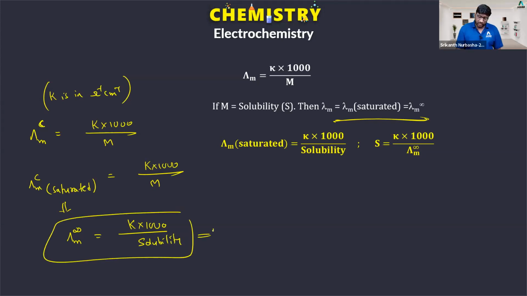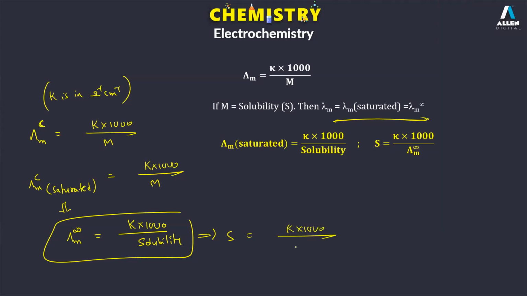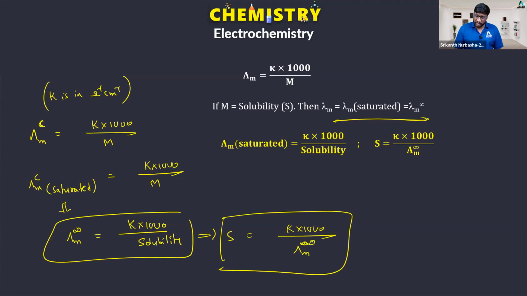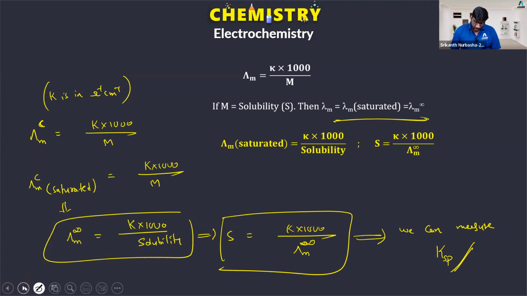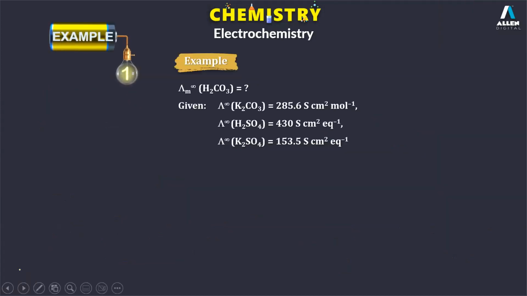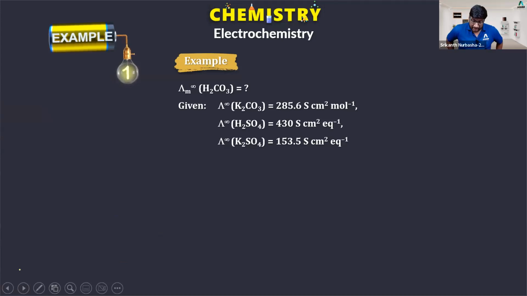From here I can write the solubility S is equal to K into 1000 divided by the molar conductance at infinite dilution. From here I can actually measure the KSP, the solubility product. We can also measure it based on the type of salt given to you. Is that clear, students? Yes. So let us try to solve some examples, then you will get clarity.